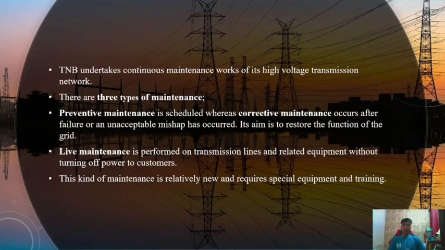TMB undertakes continuous maintenance work of its high voltage transmission network. There are three types of maintenance. The first one is preventive maintenance, which is scheduled, whereas corrective maintenance occurs after a failure or an unacceptable mishap has occurred. Its aim is to restore the function of the grid. The third is live maintenance, which is performed on transmission lines and related equipment without turning off power to customers. This kind of maintenance is relatively new and requires special equipment and training.